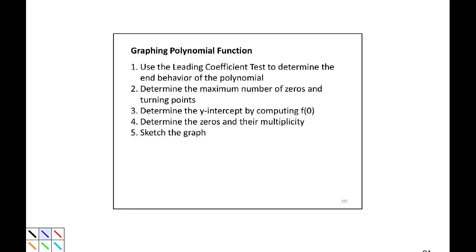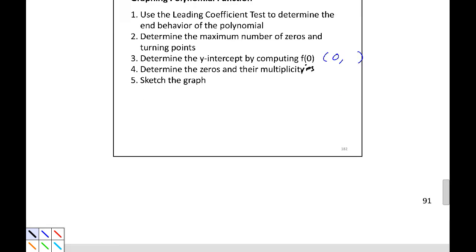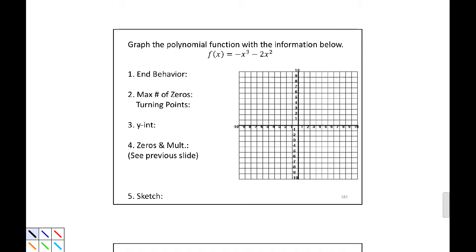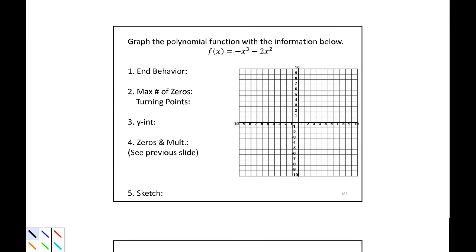Remember, this indicates that we have (0, something). That'll tell us our y-intercept. Number four, determine the zeros and their multiplicities. That'll tell us the behavior at each of those zeros. And then last, sketch the graph. So for our first example, we have: graph the polynomial function with the information below.